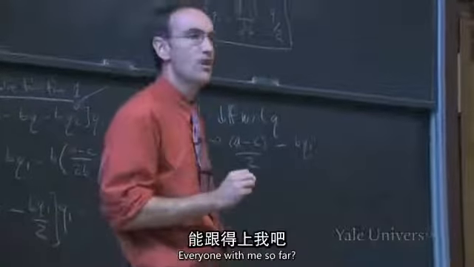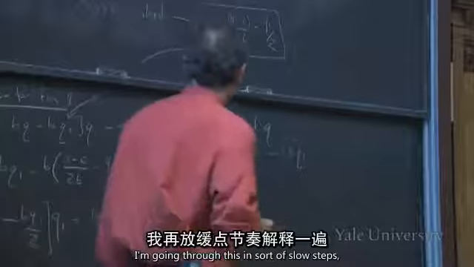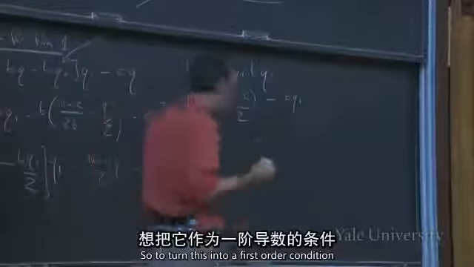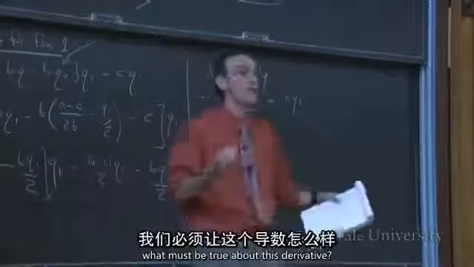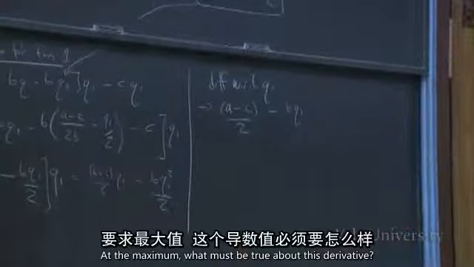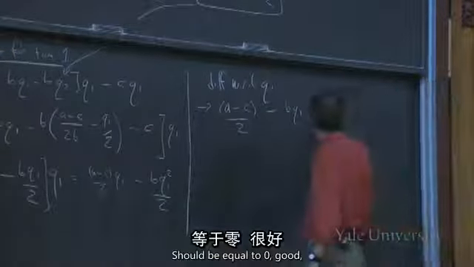Everyone with me so far? I'm going through this in slow steps. I agree it's not exciting, but I want to make sure I don't make a mistake. So to turn this into a first order condition, what must be true about this derivative at the maximum? Set it equal to 0, good. Set it equal to 0.